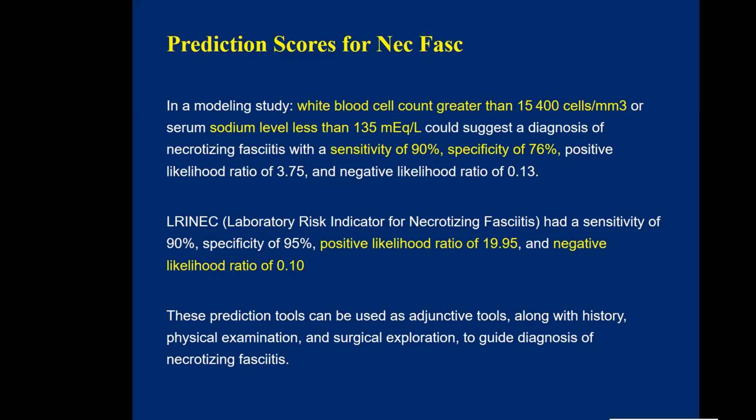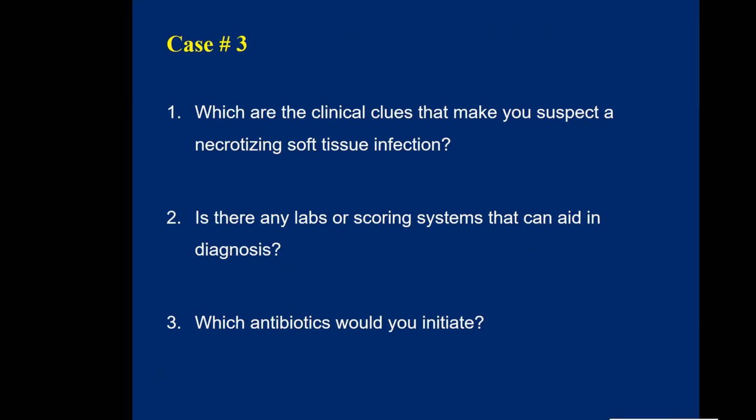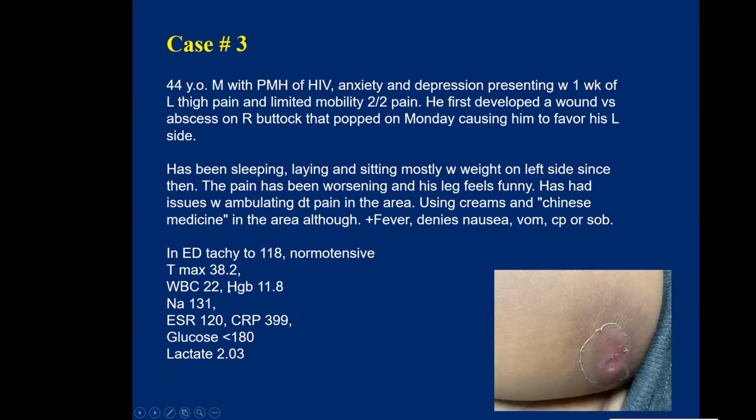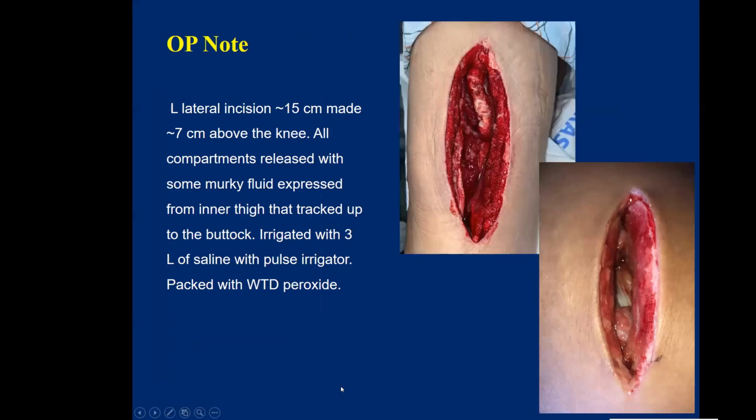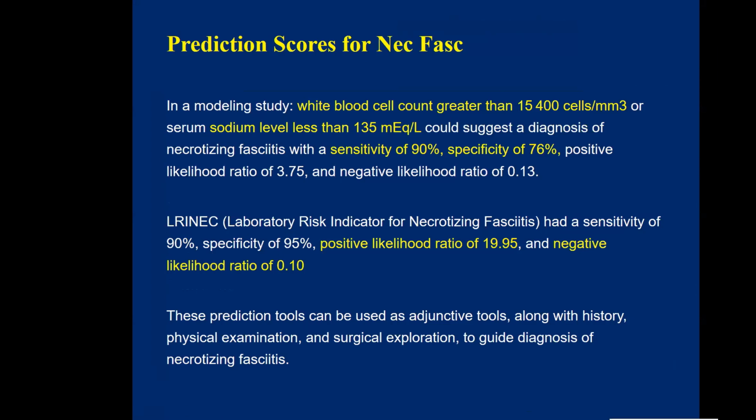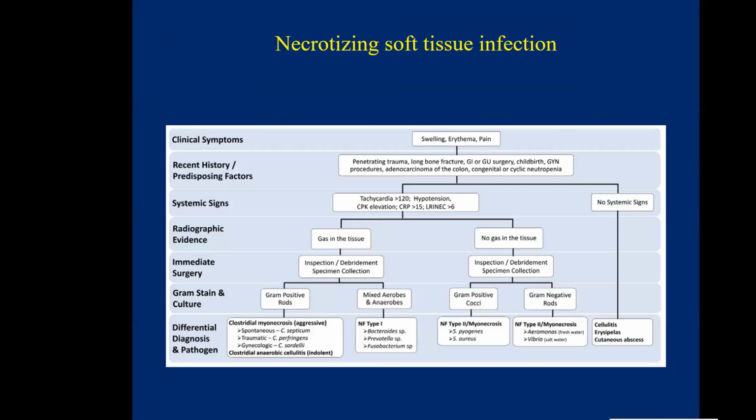So actually our patient met both of those criteria. So he had hyponatremia, he had a high white count, and then his score was above 8 and the cutoff is 6. So yeah, those tools are just adjuncts, but then history and physical examination and early asking for help is what you do.